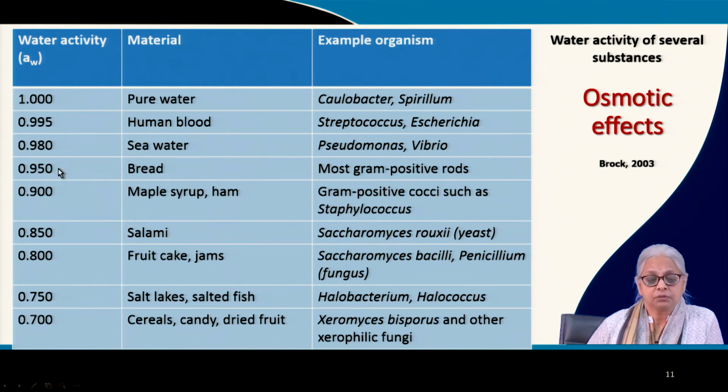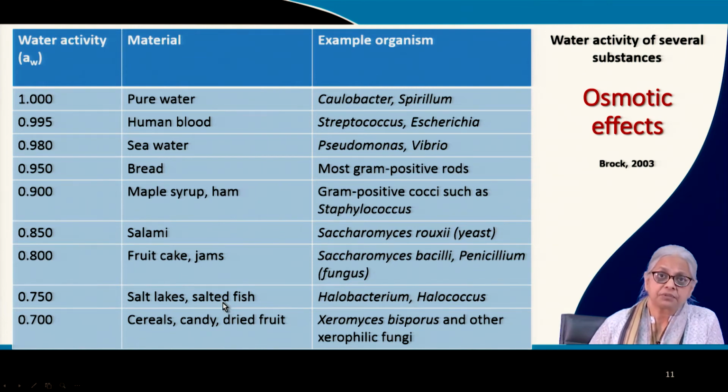Our foods, breads, maple syrup, fruit cakes and so on, all these have very low water activity and high ionic strength, ranging from 0.95 all the way to 0.8, and several different types of pathogenic as well as other bacteria can be found.